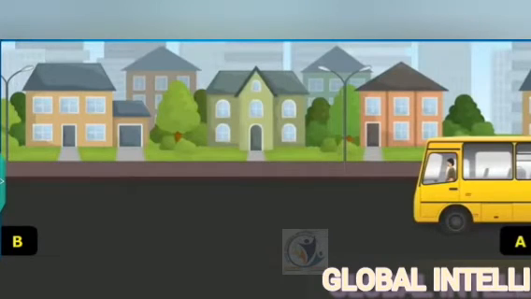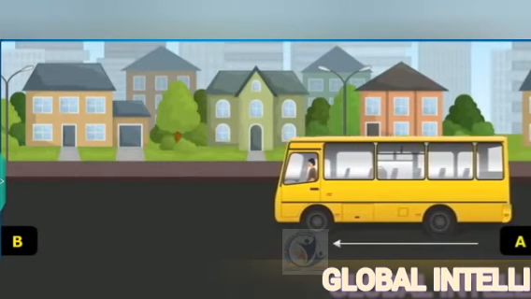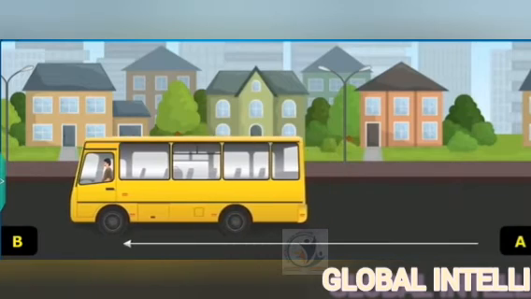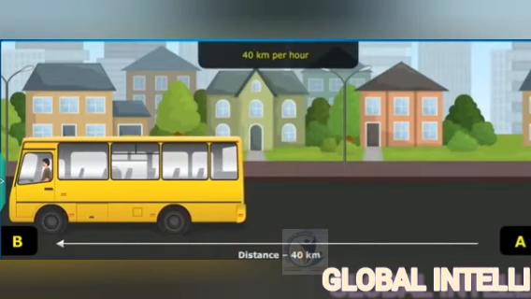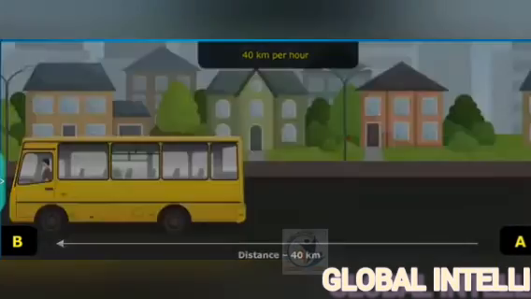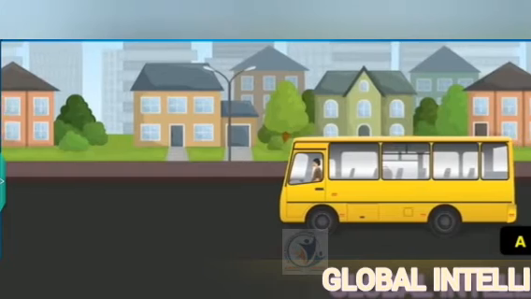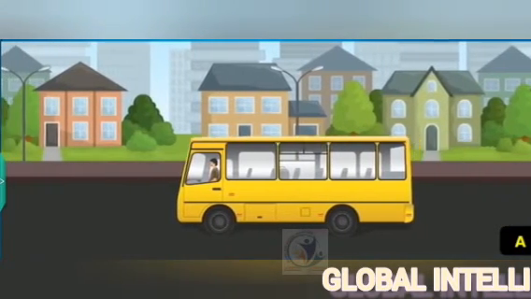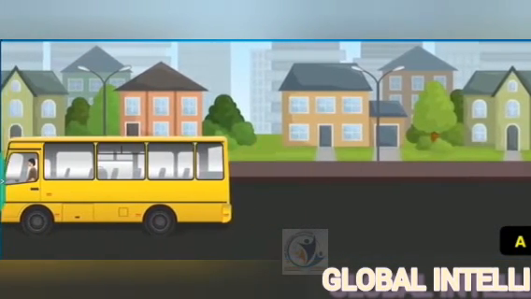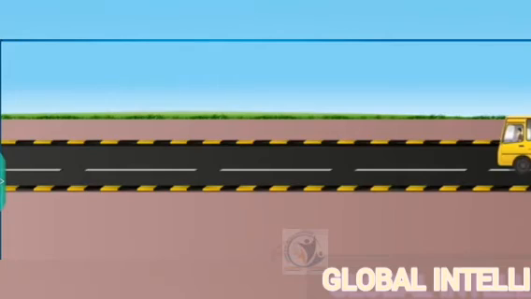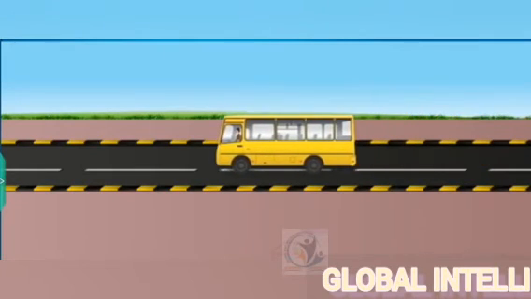Now let us learn about speed. If a bus covers a distance of 40 kilometers in 1 hour, then its speed is 40 kilometers per hour. However, the bus seldom moves with a constant speed. Usually, it starts from rest, slowly picks up the speed, then for a short duration, it may travel with constant speed and stops.